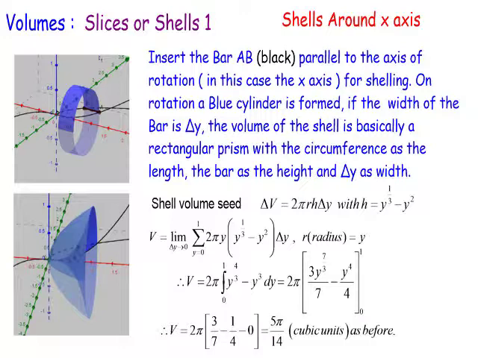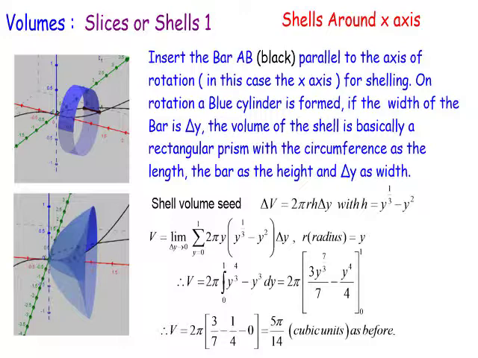Now the volume seed is just 2 pi r h delta y. Remember this is a rectangular prism, which has a length, a circumference, which is 2 pi r, and the h is the height, which is the length of the bar, which we need to put in terms of y, because the y variable is now relevant.